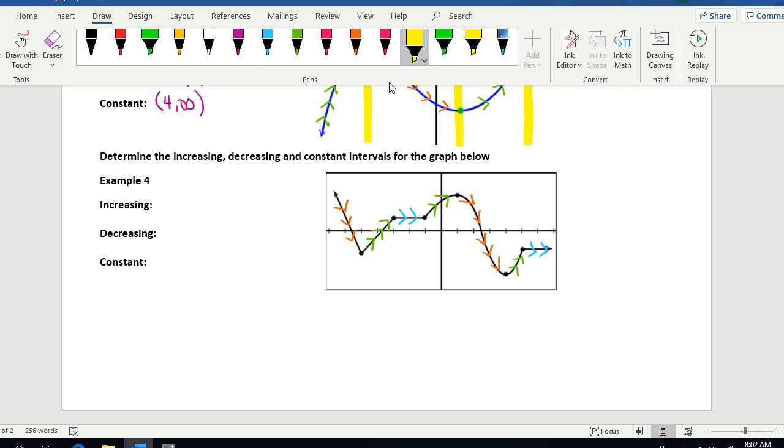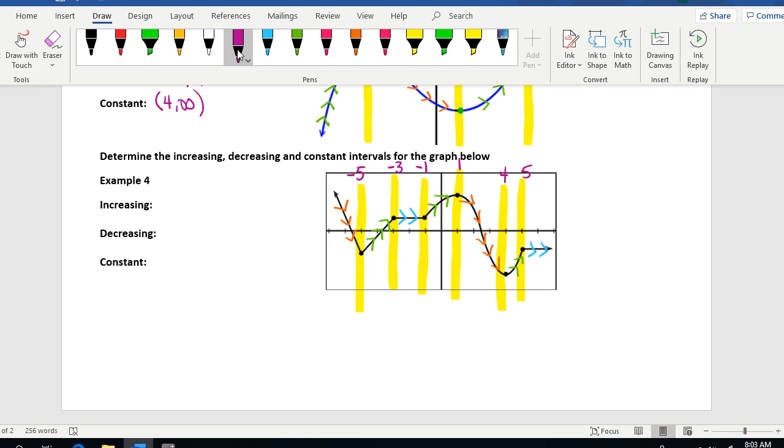Next, I'm going to draw my vertical lines going through all of my turning points, which is a lot. And then lastly, I'm going to write the x values of those turning points above the line. So I have 1, 2, 3, 4, 5. So I have -5, -3, -1, 1, and 5.